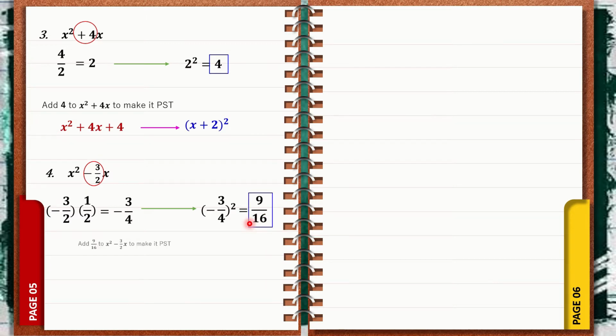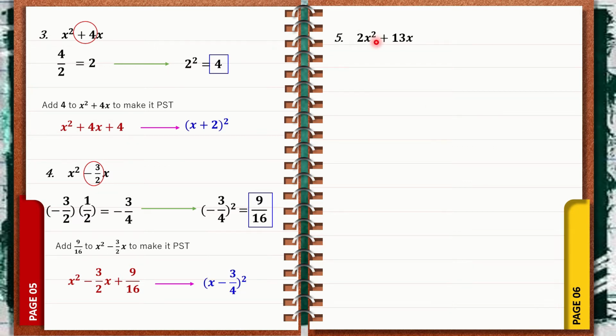In this case, we will add 9 over 16 to x squared minus 3 halves x to make it a PST. So we will get x squared minus 3 halves x plus 9 over 16. To factor that, simply get the roots of x squared and 9 over 16. So we will have x minus 3/4. Again, this is minus because the coefficient of x here is negative. Last example, 2x squared plus 13x.